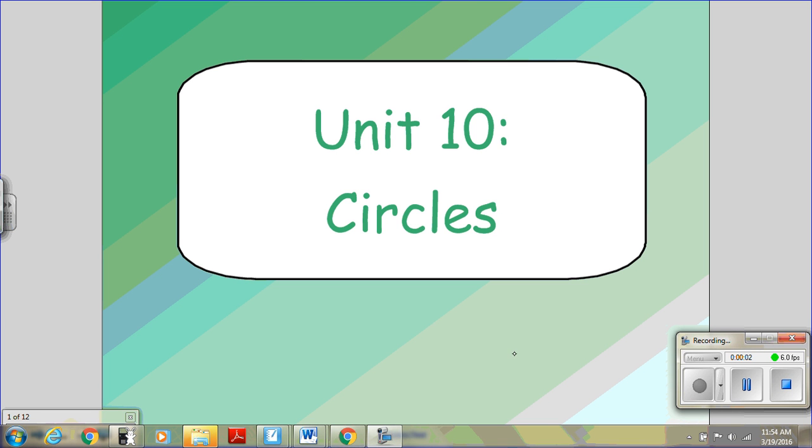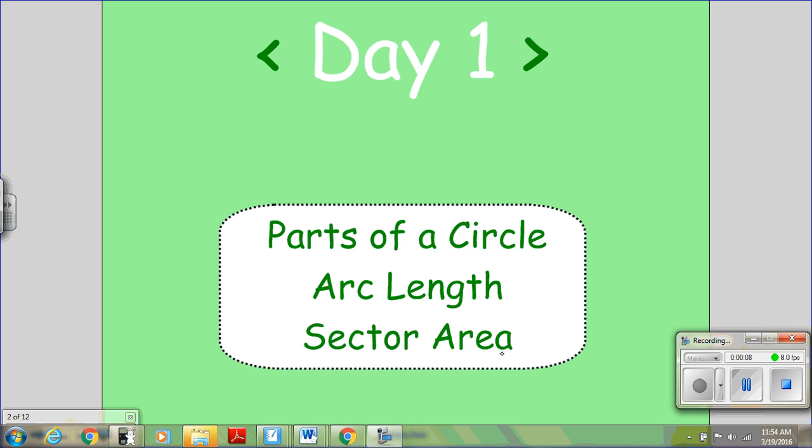All right, we're about to begin Unit 10, which is circles. On day 1, we're going to talk about the parts of a circle, how to find arc length and sector length. This day is probably going to be one of the longest days because it's a lot of vocabulary and terms that we have to know regarding a circle. So prepare yourself.